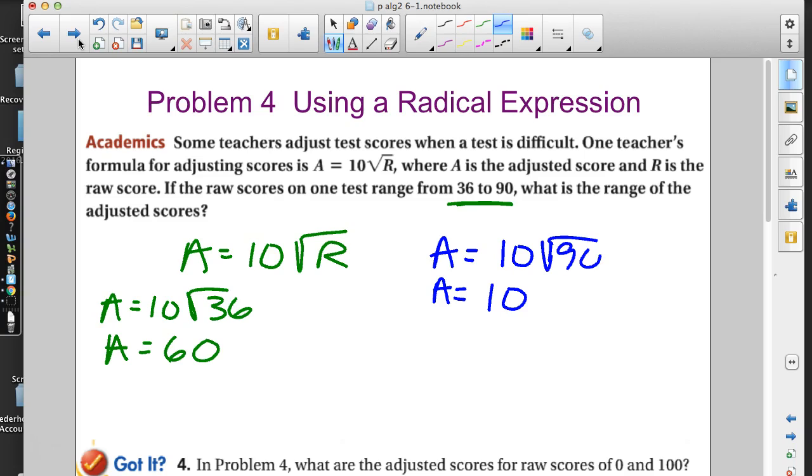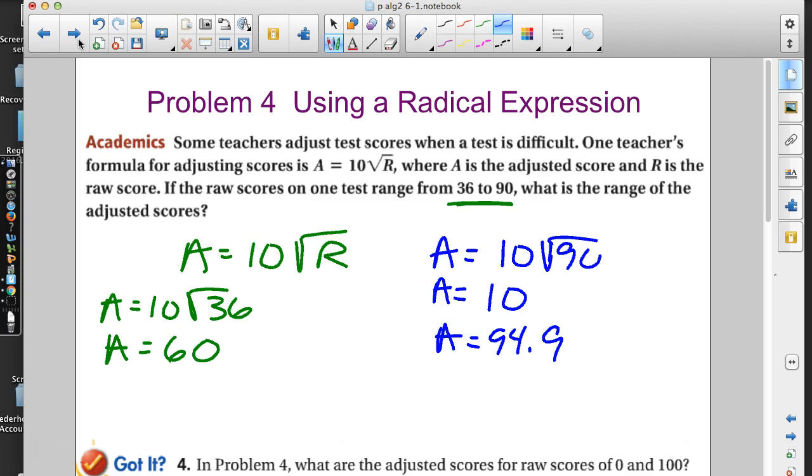So, square root of 90. Let's see, that's that. We move the decimal place over one spot when we multiply by 10. So, about 94.9. So now at least somebody could get an A. 94.9. I mean, if I adjust these scores, now I have somebody that can get an A on this test.